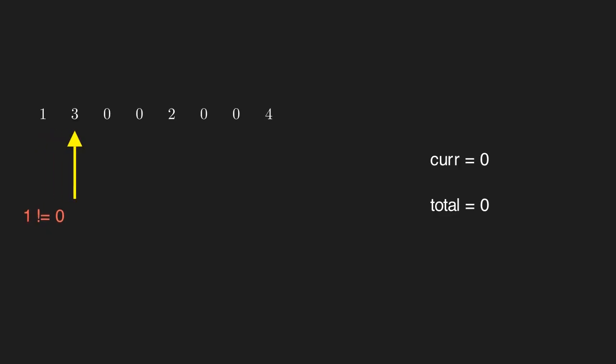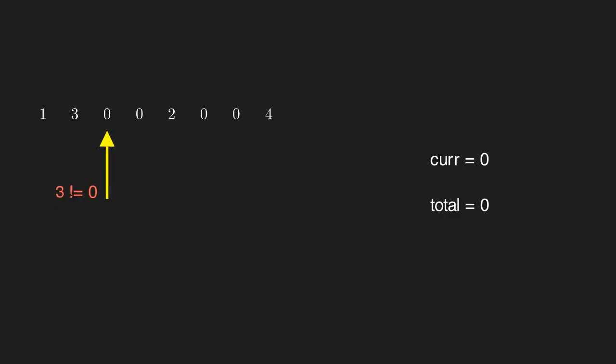Moving to the next element at index 1, we find the number 3. Again, 3 is not equal to 0. The contiguous block is still broken. We apply the same logic, current_zeros is explicitly set to 0. Because we haven't found any zeros yet, total_subarrays stays at 0. We are just waiting for the first 0 to appear.